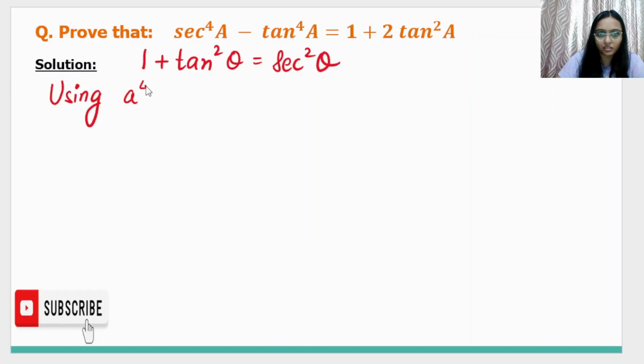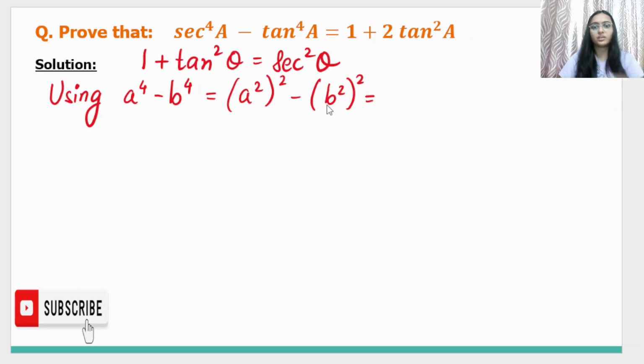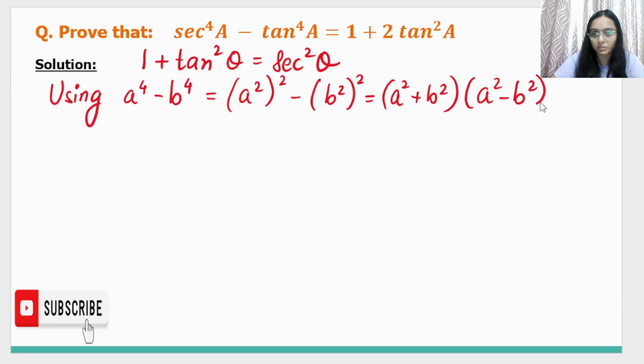If we have a raised to 4 minus b raised to 4, we can write this as a square the whole square minus b square the whole square, correct? And then we have the a square minus b square formula, which is a plus b, a minus b. So here instead of a you have a square, so it will be a square plus b square, a square minus b square. So we are just going to use these two properties.